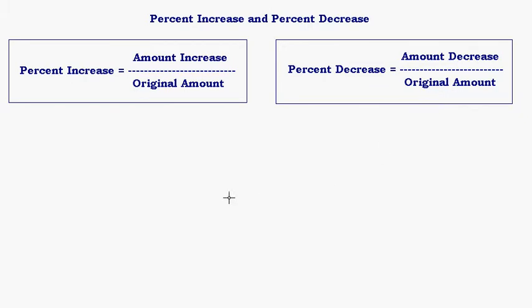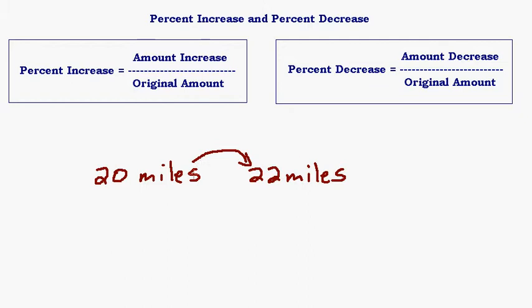Still the original amount. So let's give you a good sense of what this means here with some easy numbers, and then we'll look at some more difficult numbers. So let's say you were training for a run or something, and 1 week you ran 20 miles. And the next week you ran 22 miles. So to find the percent of increase in the distance that you ran, you would take the amount that you increased. So how much did you increase there? What was the increase from week 1 to week 2?